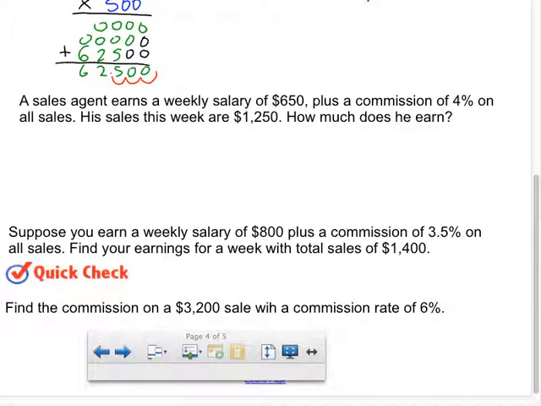Okay? But if they sell some things that week, they get, on top of the $650, 4% of whatever their sales are. So do you see how this is kind of like the first problem? There's 2 steps to it. You're trying to find your commission, but then you got to add it into the base salary. All right, we're going to finish this. So let's go ahead and do this.